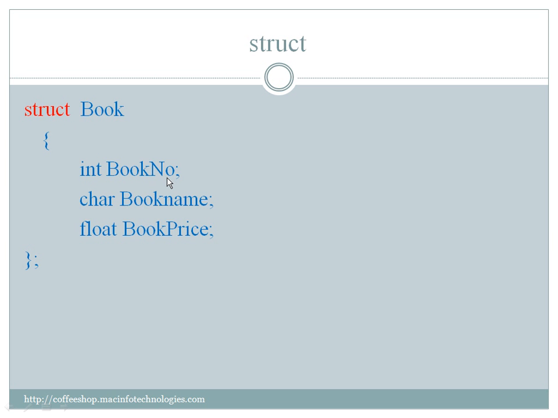Initially we declared a variable book number of type int, book name of type char and book price of type float. So we have three primitive variables inside the struct book, and we have to end the struct using a semicolon. You can see here. So this way we can define a new user defined data type book. You can also define a user defined data type car, account, everything.